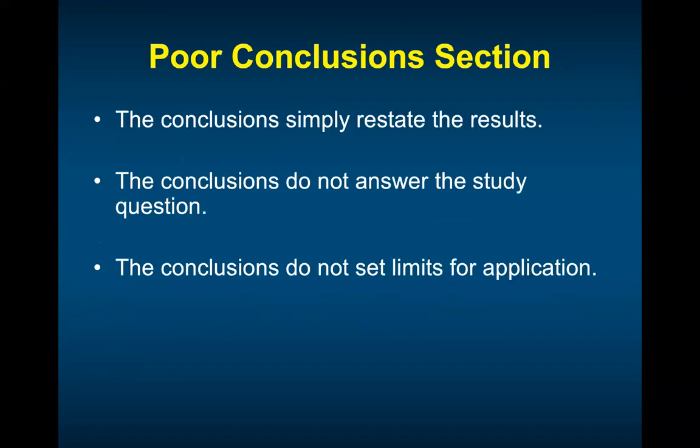A poor conclusion section restates the results or doesn't answer the study objective. We have a study objective, and the conclusion should address it. Also, the conclusions may not set limits for application, or may be overstated. If you've studied a certain drug in critically ill patients, you cannot generalize it to all patients. For example, if you select a certain group of patients, do not overgeneralize.